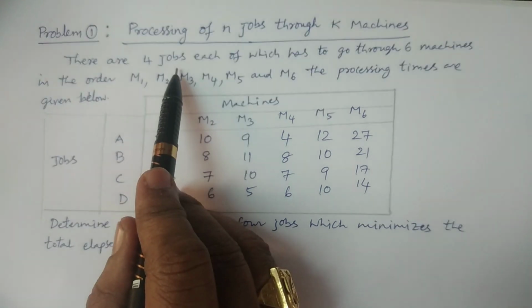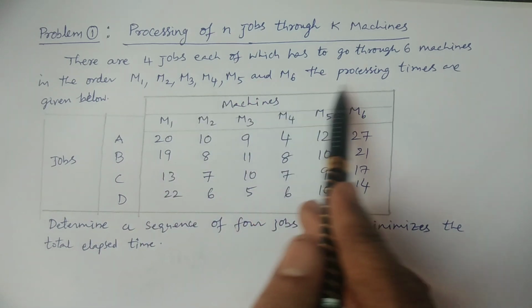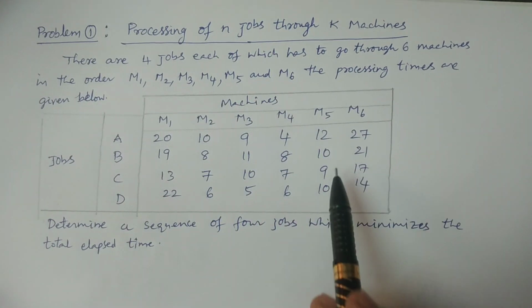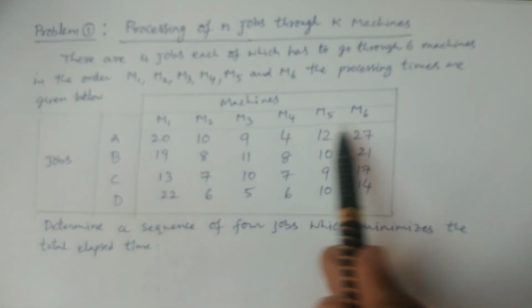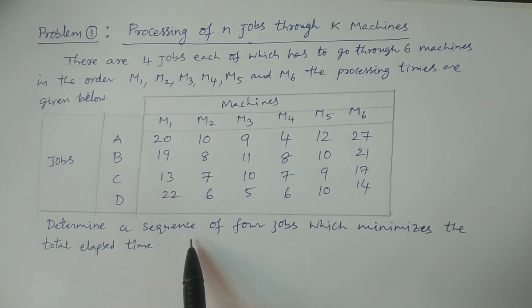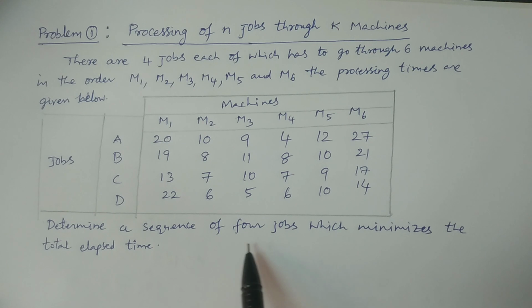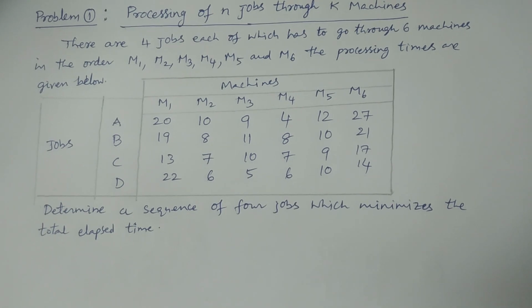There are 4 jobs, each of which has to go through 6 machines, M1 to M6, and the processing times are given here. So 4 jobs A, B, C, D, and machines M1 to M6. Determine an optimum sequence, that is a sequence of 4 jobs which minimizes the total elapsed time. So you have to calculate the total elapsed time and the optimum sequence. What is the sequence of jobs?